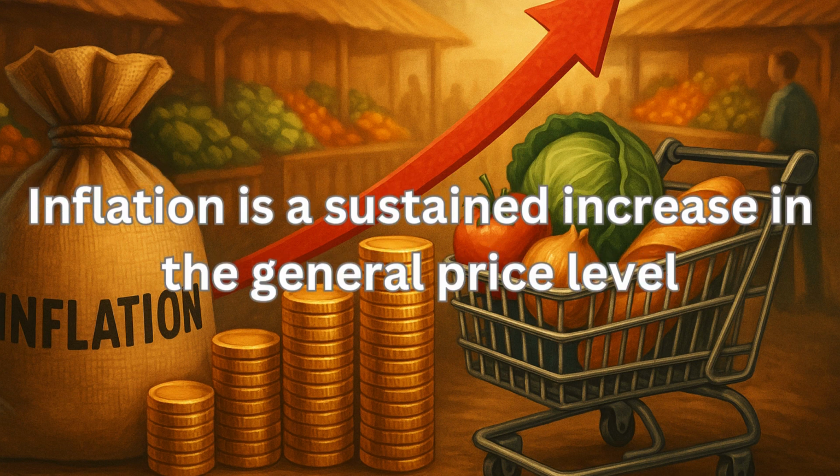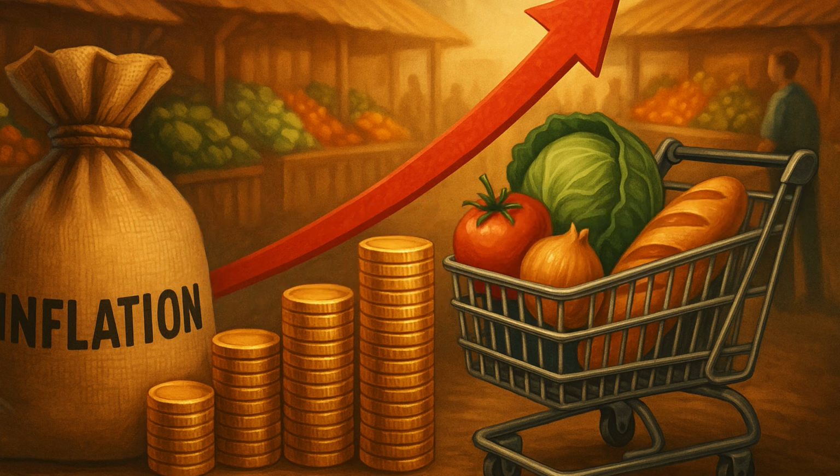The second term is inflation. Inflation, as you know, is a sustained increase in the general price level. For example, if bread cost rupees 50 last year and rupees 60 this year, it means inflation is 20%. A little inflation is normal, but too much hurts purchasing power. For example, in Pakistan, food inflation has been a major concern, sometimes crossing 40% in 2023.